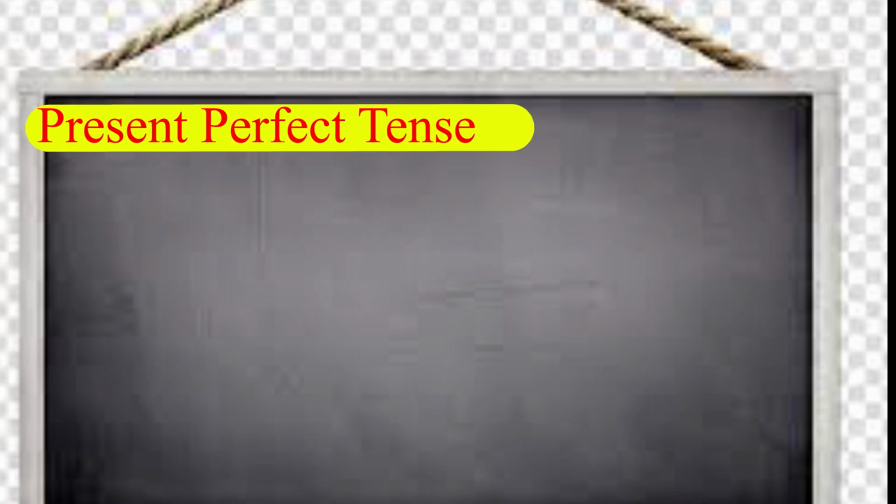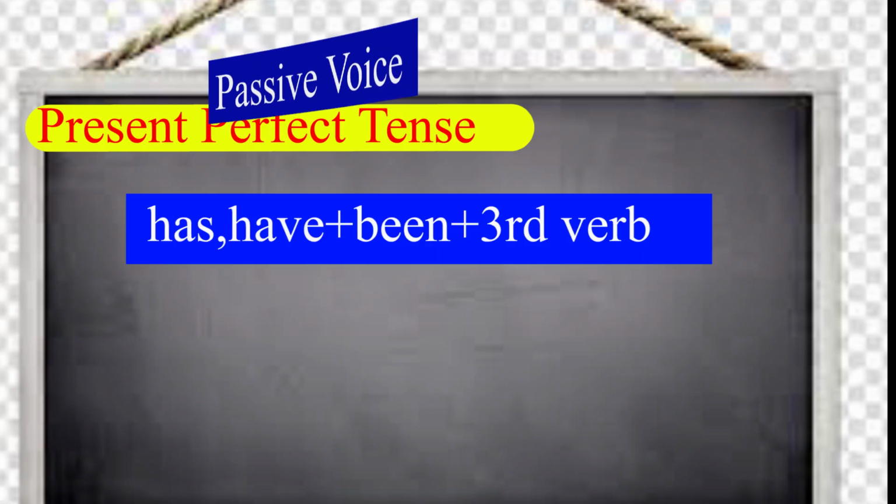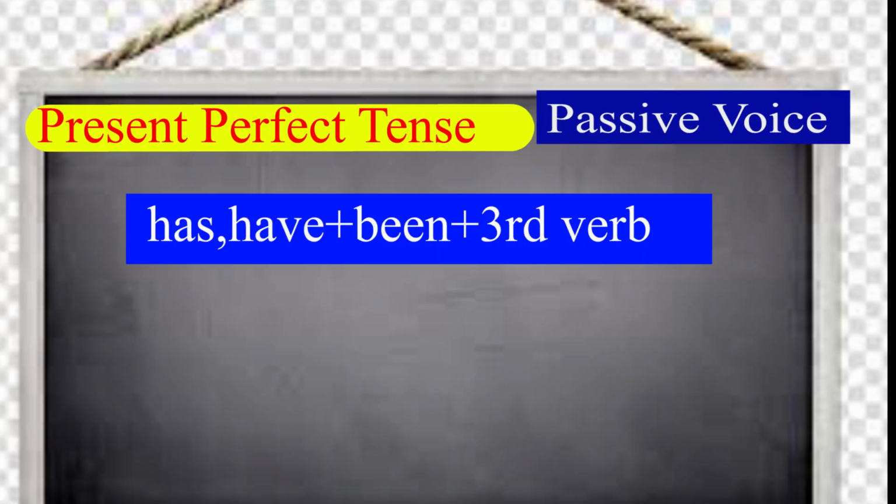Present perfect tense, again from active to passive: we use has or have plus been plus verb 3, the third verb.